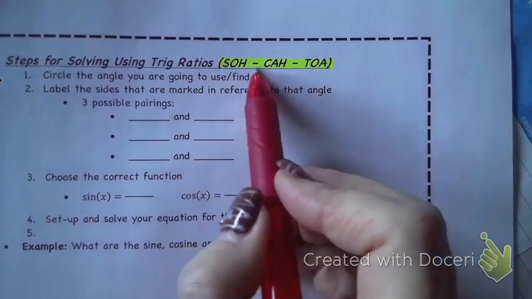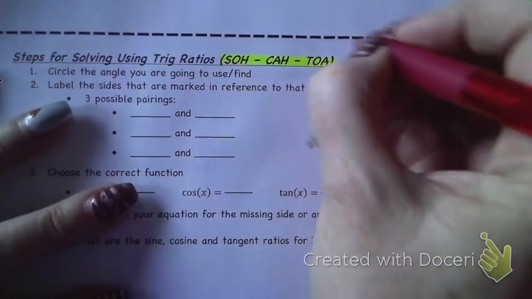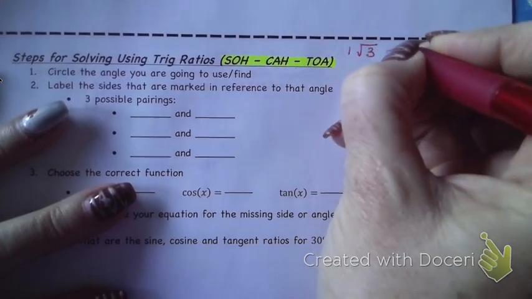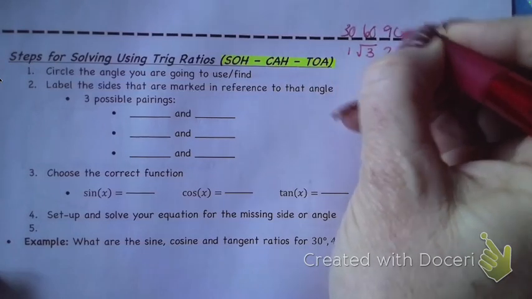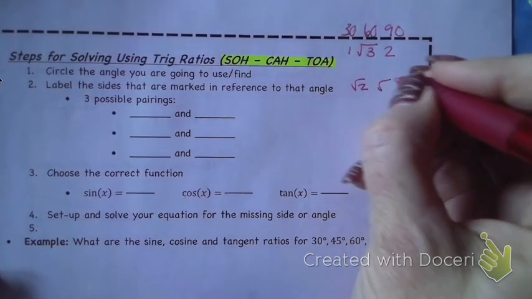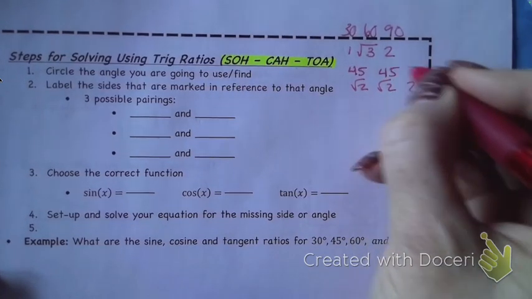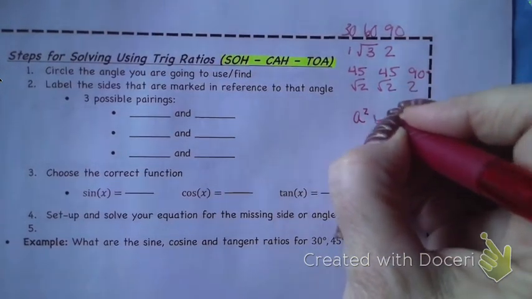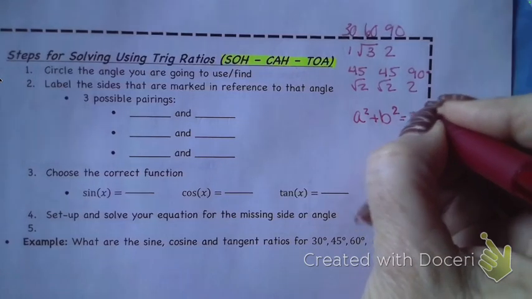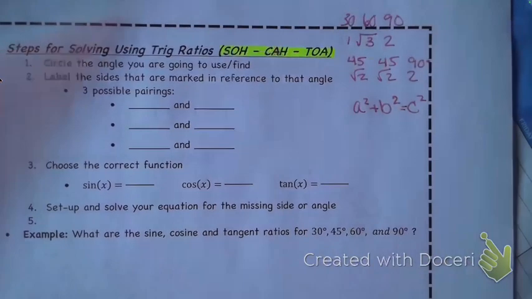If you can remember SOHCAHTOA and write it at the top of your test, along with 1, square root of 3, and 2, what's that? 30, 60, 90. And square root of 2, square root of 2, 2. What's that? 45, 45, 90. And if you need to write a squared plus b squared equals c squared, what's that? Pythagorean theorem. If you have these 4 things, you have the answer to any problem on your test.